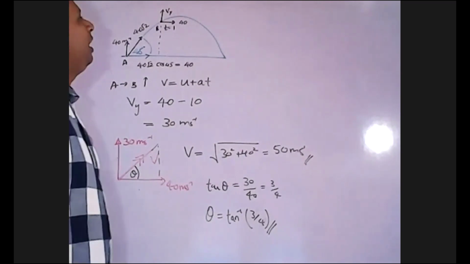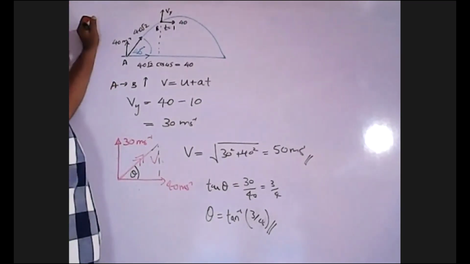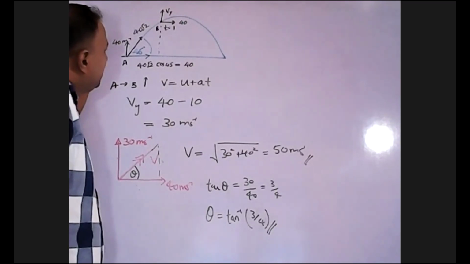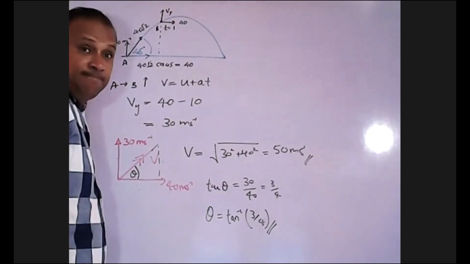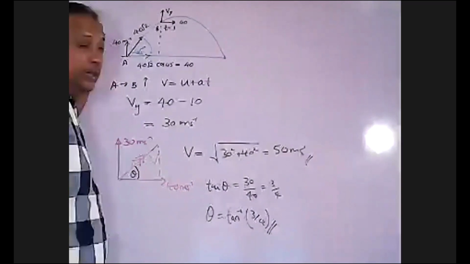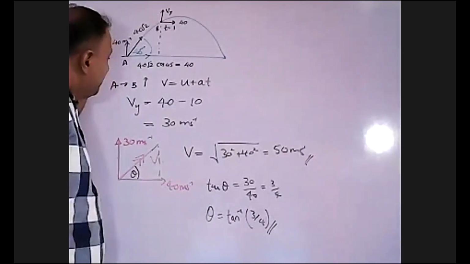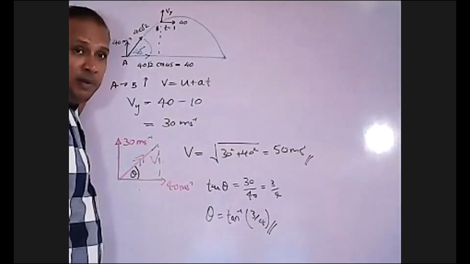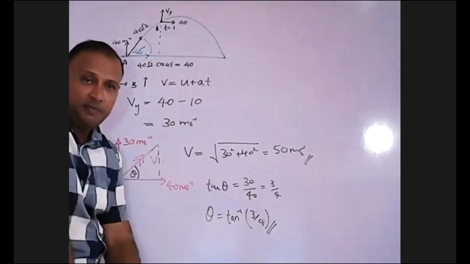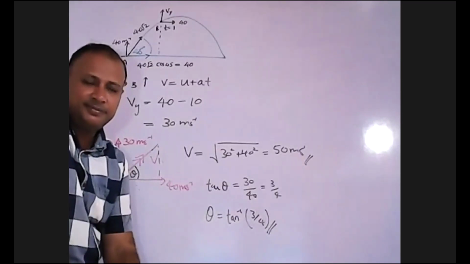Therefore, the resultant velocity is equal to the square root of 25 squared plus 60 squared.